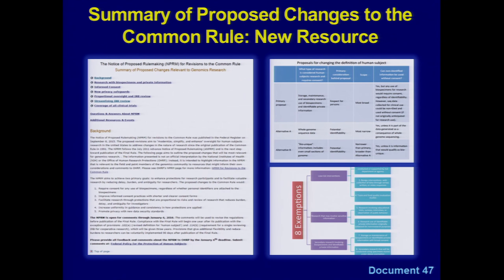The public comment period for the NPRM was 120 days and closed last month. More than 2,100 comments were submitted and can be viewed online at the website regulations.gov. We hope this new resource will be useful to the genomics community as this regulatory process proceeds, and we welcome any questions or feedback on the information provided or on the proposed rule.